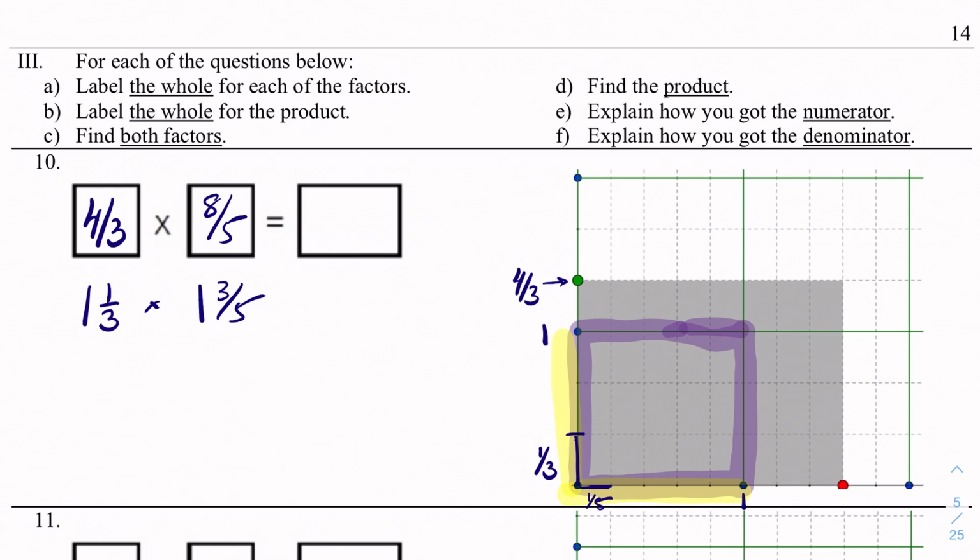Okay, so let's see if we can figure out the area of the shaded region. The shaded region is this, and it's made up of a bunch of these little units. Now, how many of the little units do we have in our area? Well, in our shaded area, we have 4 rows of 8 columns, don't we? 4 rows of 8 columns, so 32. And how many of them do we need to fill the hole? Well, we have 3 rows of 5 columns, 15.